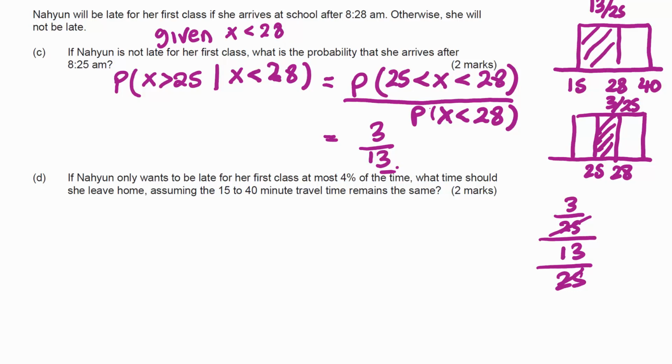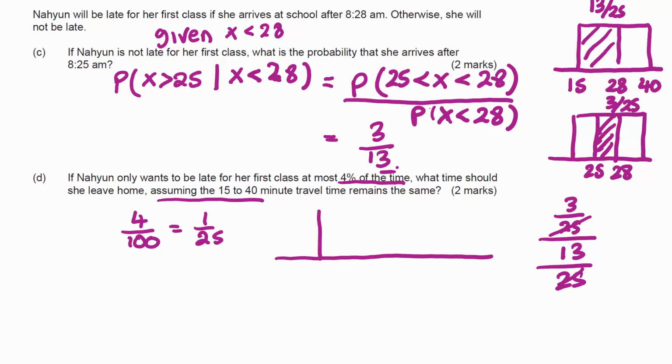If Nyan only wants to be late for her first class 4% of the time, what time should she leave home, assuming the 15 to 40 minute travel time remains the same? Well, 4% is 4 out of 100, which is 1 over 25. If we relate that to our rectangular distribution, where we know the height is 1 over 25, that means this little bit here, where this is essentially 39 minutes.